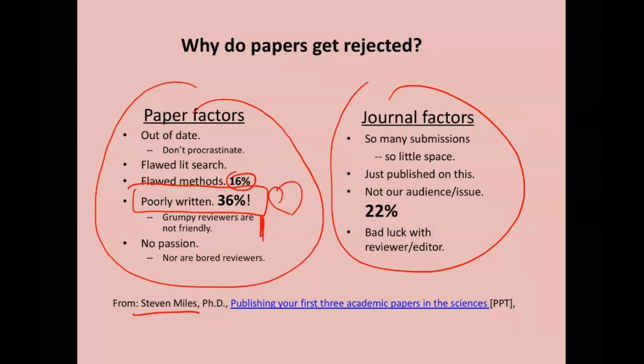Now, journal factors. These are really kind of outside of your control. And 22% of rejections based on journal factors are because the submitted manuscript does not fit the audience or the issue. Doesn't mean your work isn't great, doesn't mean it's well executed, doesn't mean it's not well written, it just doesn't fit, right? So a lot of rejections are because of this. And that doesn't mean that your work isn't good, it just means that the editor and the reviewers don't agree that your work is a good fit with the journal. And so you'll find another fit.